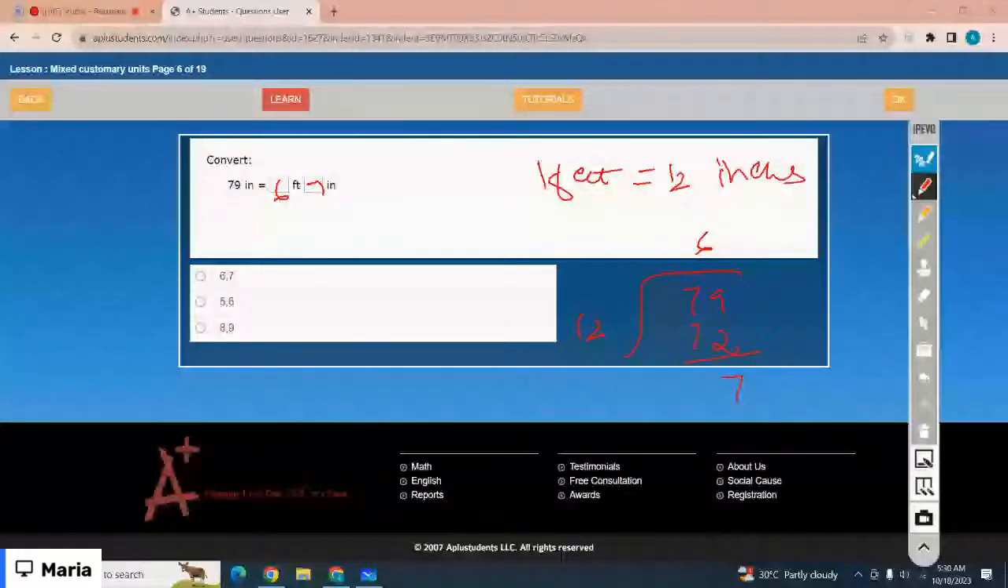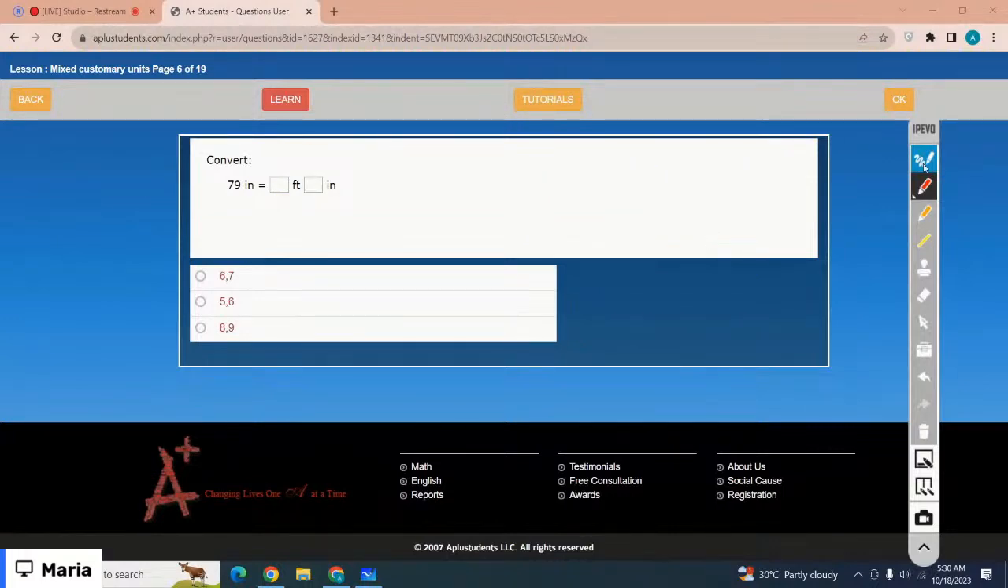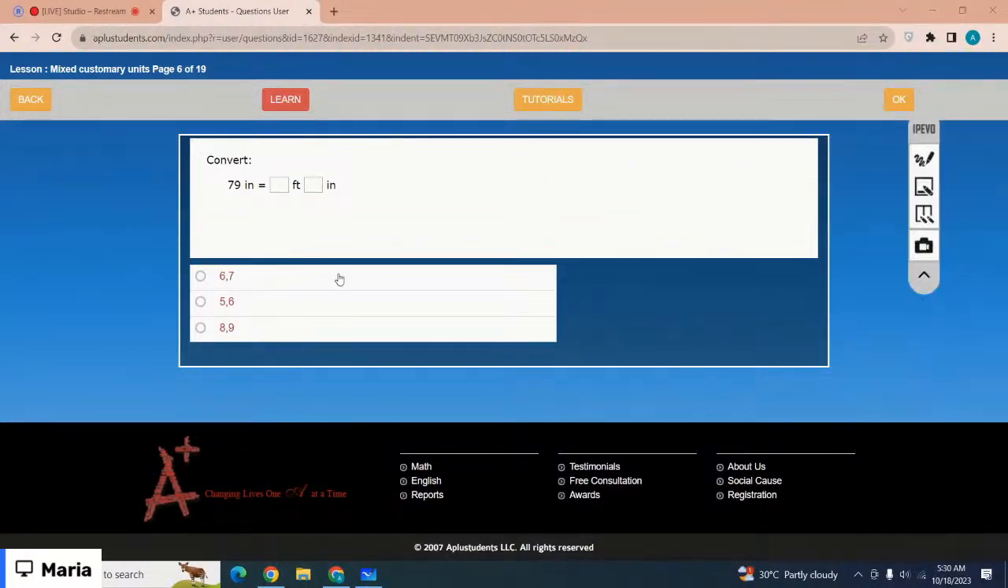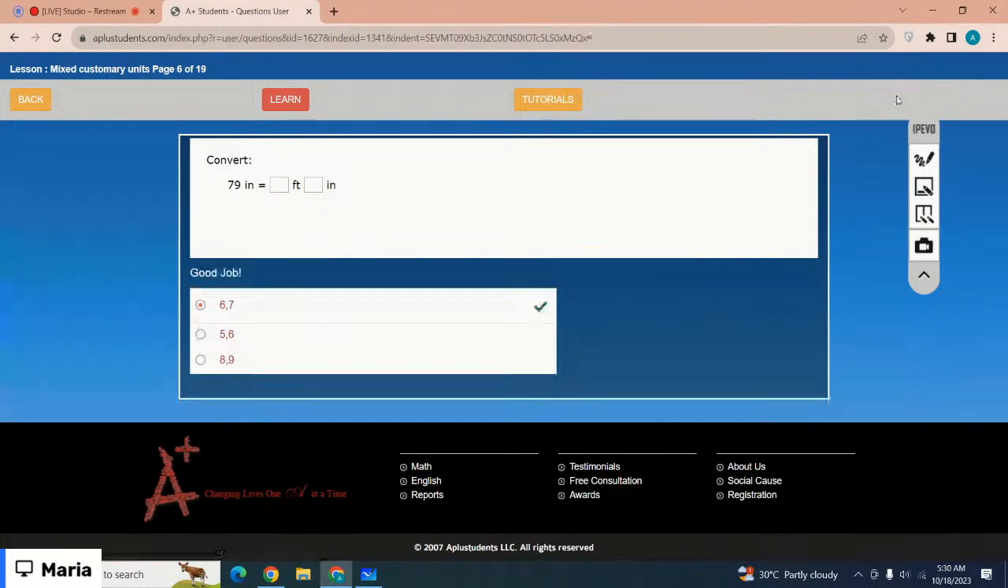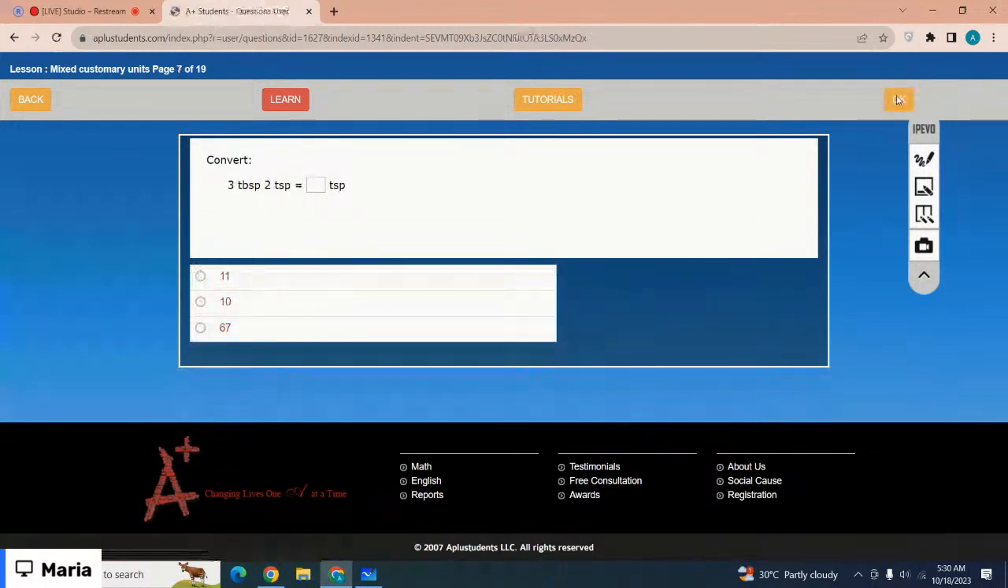That is 6 feet and 7 inches. Option 1 is the correct option, right? Okay, 3 tablespoons and 2 teaspoons. Which is the correct option?